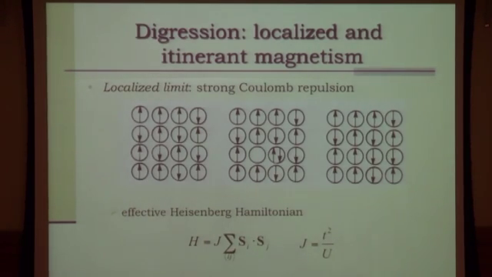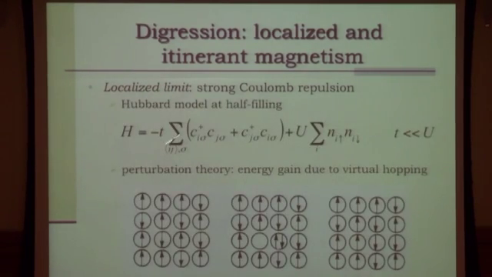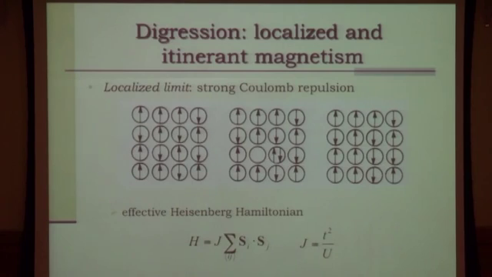So this is the localized limit, where the electrons are localized on the sites, and the spin-spin interaction is a result of strong Coulomb repulsion and a way of gaining some of the kinetic energy that is here, right? Okay? Questions?